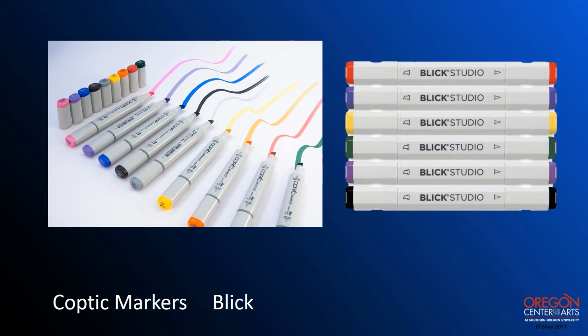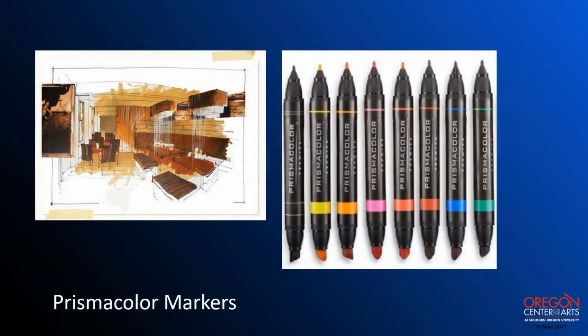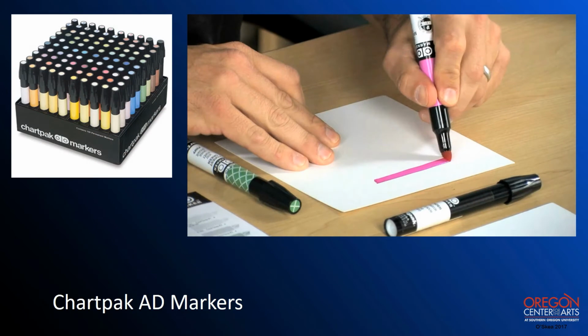Copic is a big brand. Dick Blick makes their own kind of knockoff brand, which is fairly decent. Prismacolor is one of the professional brands that you can find out there. My favorite is the Chartpak AD markers. These have a different kind of solvent in them.